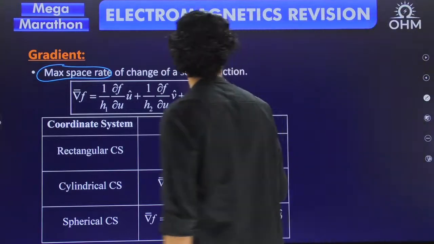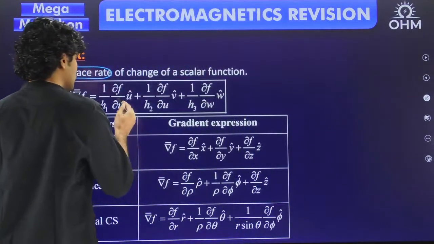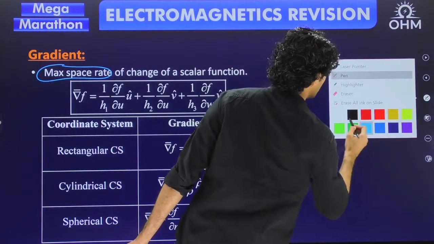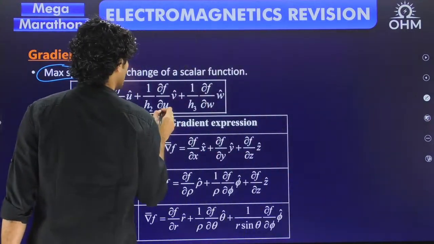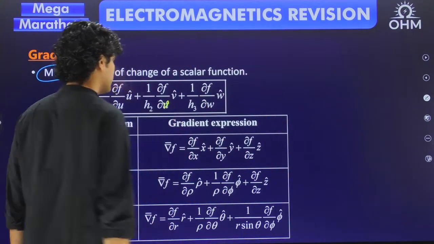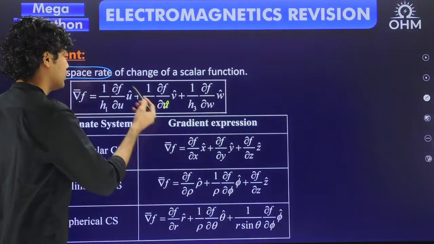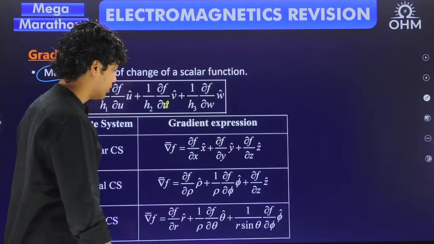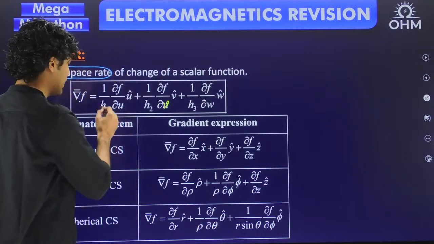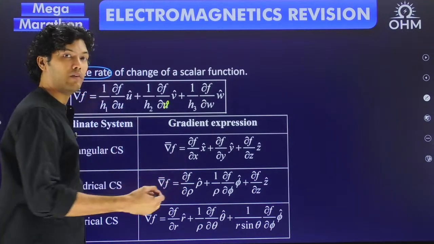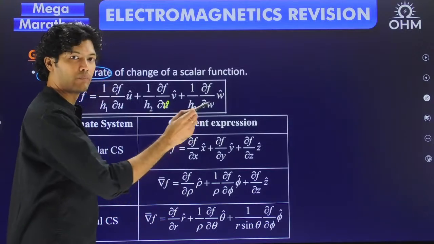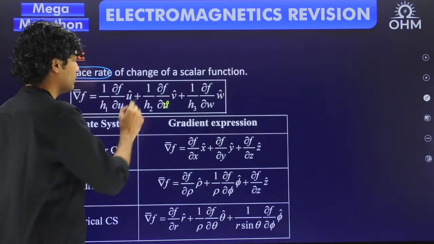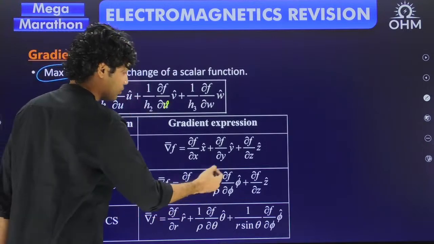In the cylindrical coordinate system, we have variables u, v, w. By the way, small mistake here: this should not be u, this should be v. So u, v, w are replaced with rho, phi and z. And if you notice, the scale factors in cylindrical are h1, h2, h3 equal to 1, rho, 1. So 1 by h1 is 1 by 1, which is 1. 1 by h2 is 1 by rho. That's what we have taken here.